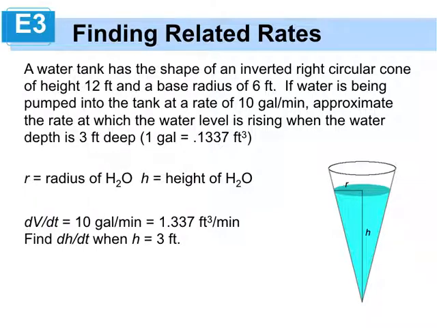Here's what I know. Here's what I'm looking for. Okay, so dV/dt, it says it's being pumped into the tank. So we're filling a tank, which is different than emptying a tank. That comes later. 10 gallons per minute. Gallons is not acceptable, so I converted that into cubic feet because that's our units of measurement for volume.